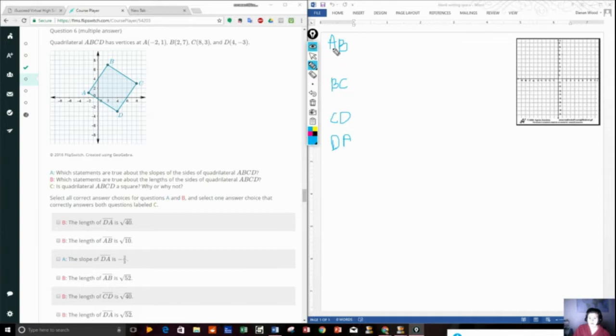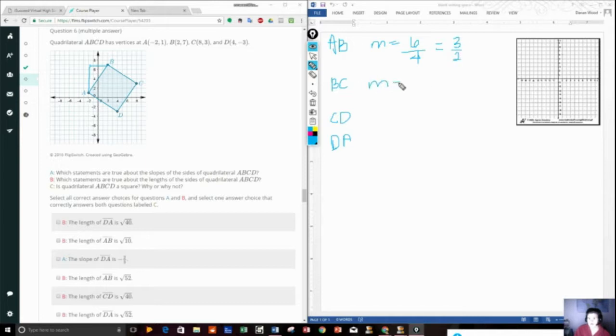Okay, so AB's slope. The slope is rise over run, so I'm going to count the rise, or vertical distance: 1, 2, 3, 4, 5, 6, over the horizontal, which is 1, 2, 3, 4. So 6 over 4, which does reduce down to 3/2.